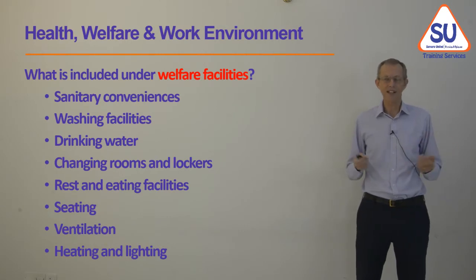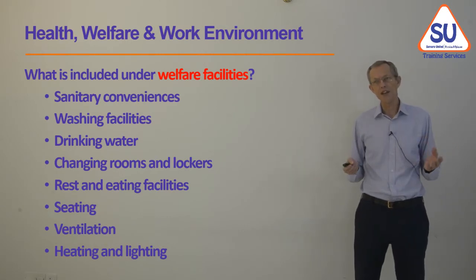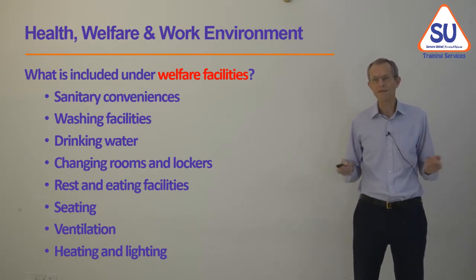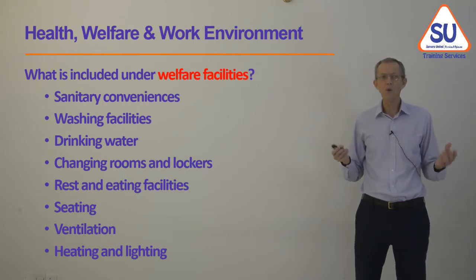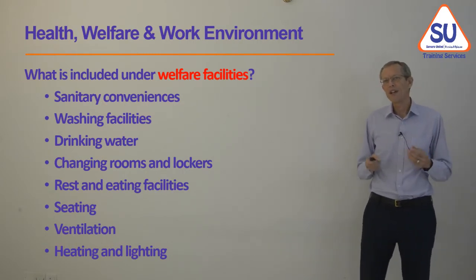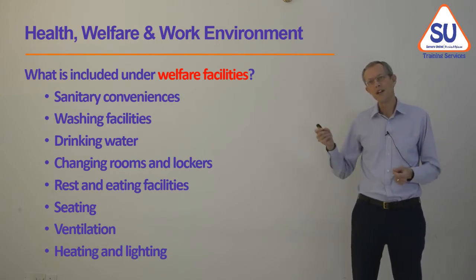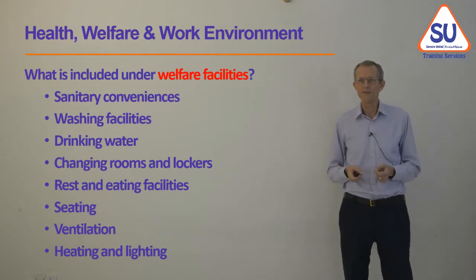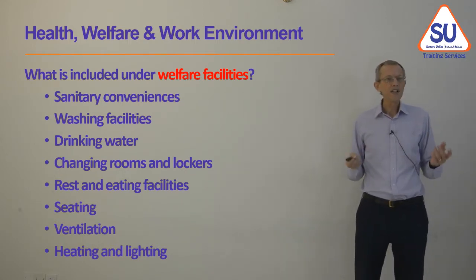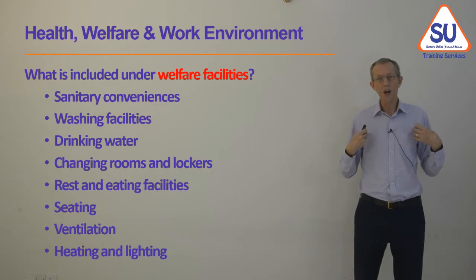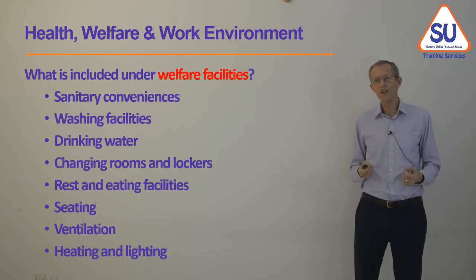And it's the basic things like sanitary conveniences, which means toilets. We need somewhere to wash our hands. We need somewhere where we can get a drink of water. Cool water in a warm country, hot water in a cold country. We need changing rooms. If we arrive at work in home clothes and need to change for work clothes, we need a changing room and lockers, somewhere to put our home clothes whilst we do our work.